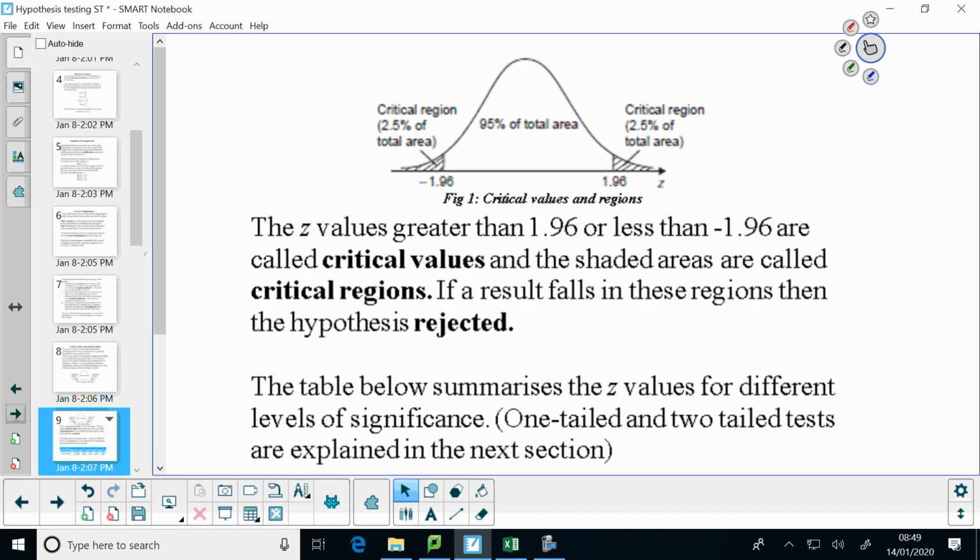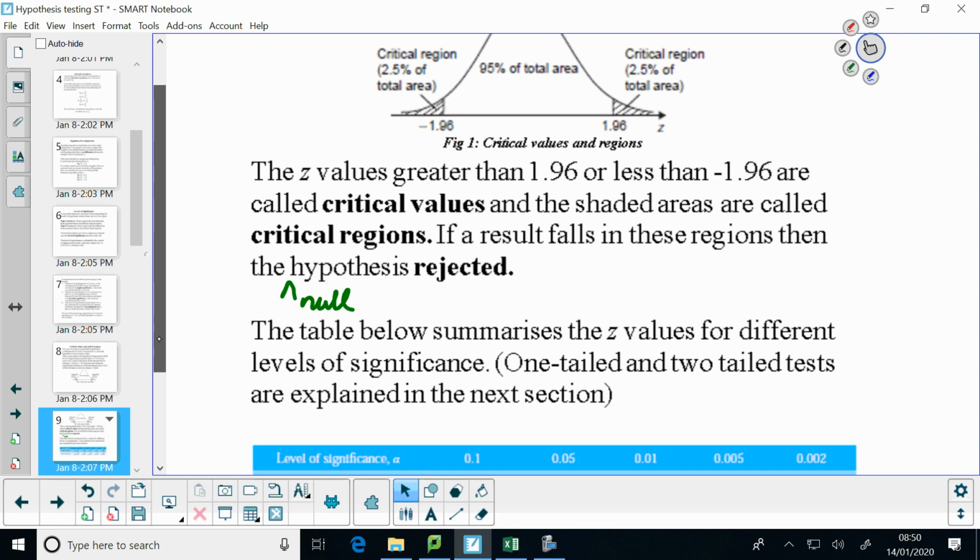So on the same page for you, but for me I had to put it on another page. The Z values greater than 1.96 or less than minus 1.96 are called critical values, and the shaded areas are called critical regions. If a result falls in this region, then the hypothesis, and generally that's the null hypothesis, is rejected. The table below summarises the Z values for different levels of significance. One and two tail tests are explained in the next section.